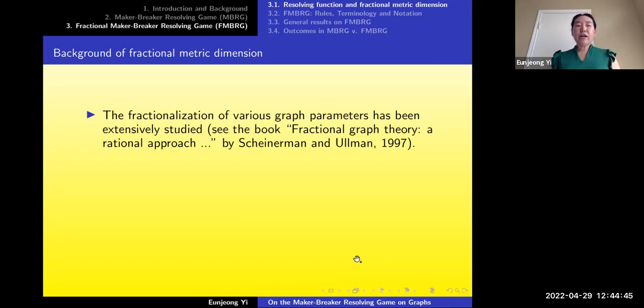The fractionalization of various graph parameters has been extensively studied, and this book is mentioned by many authors. So I mention this book.